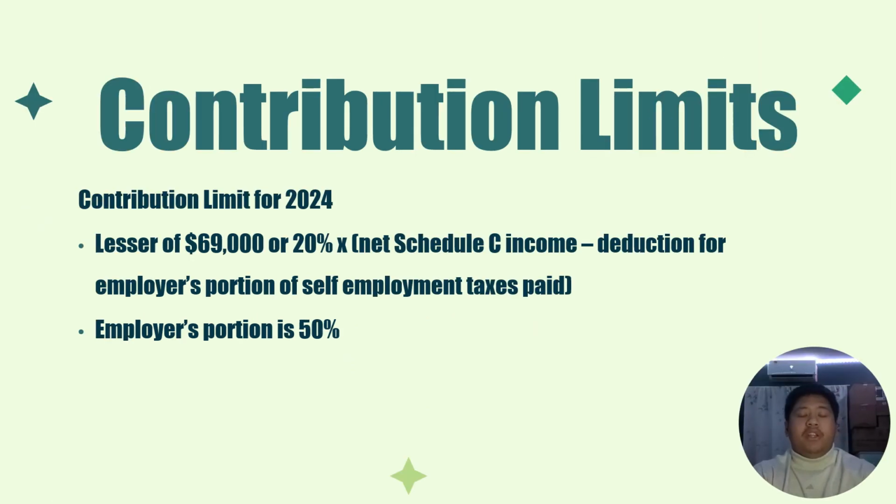Now, the contribution limit for the SEP IRAs for 2024 is the lesser of $69,000, or 20% multiplied by the net Schedule C income less the deduction for the employee's portion of self-employment taxes paid, and the employer's portion is also 50%.